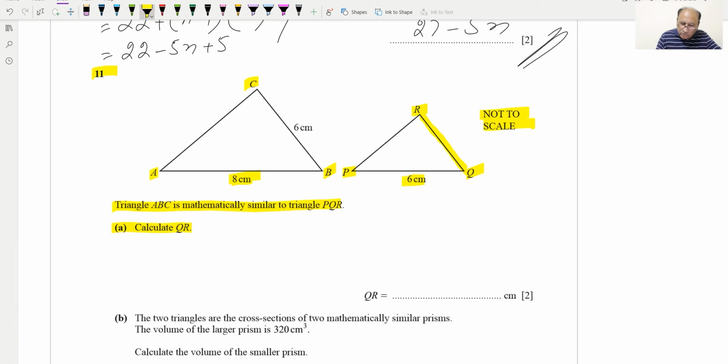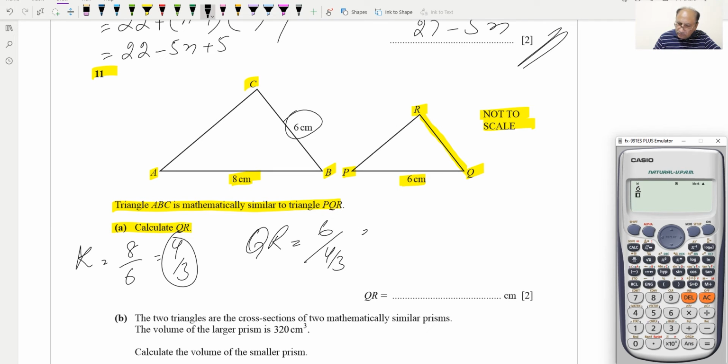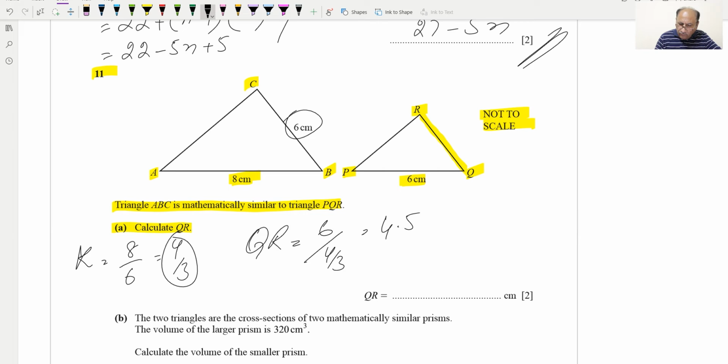We'll check the ratio of these two given sides, and this ratio we can write as k, so it will be 8 by 6, which is equal to 4 by 3. So this is the k ratio. So QR will be equal to 6, which is this one, divided by 4 by 3, and this will be equal to 6 over 4 over 3, which is equal to 9 by 2, or as a decimal value we can write 4.5. So 4.5 centimeters will be our final answer for this question, and it's for 2 marks.